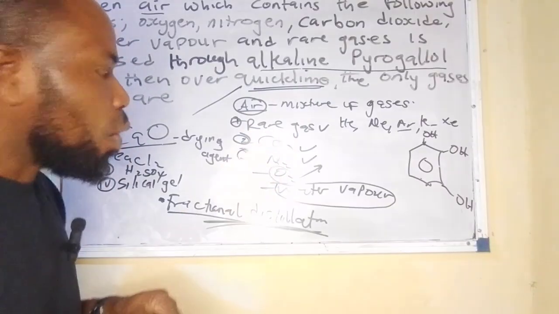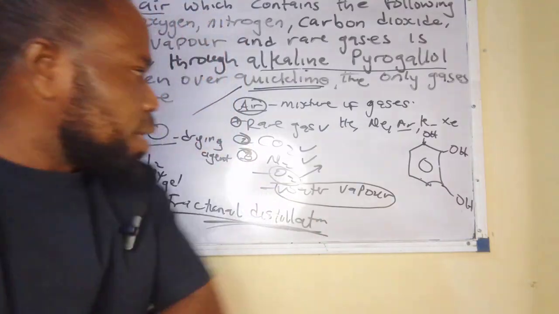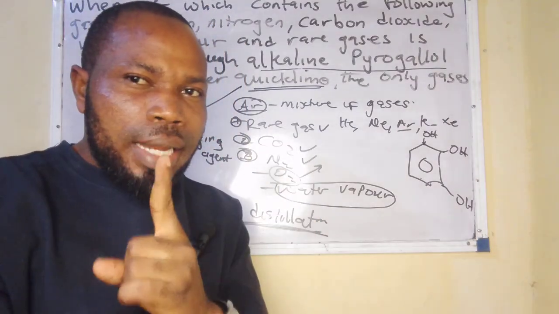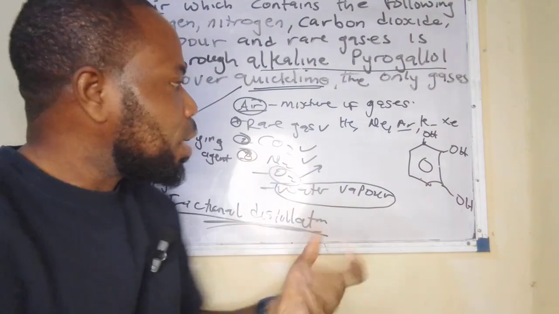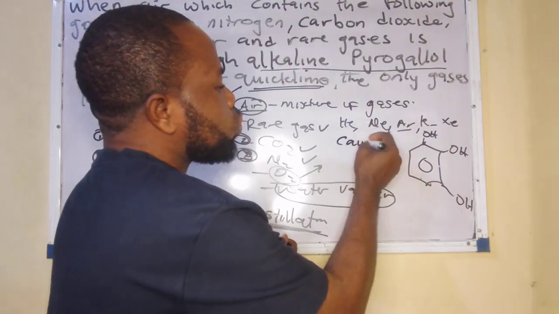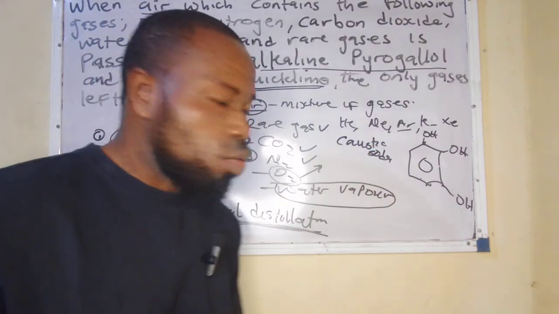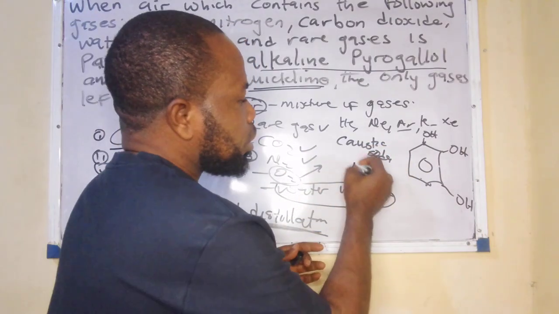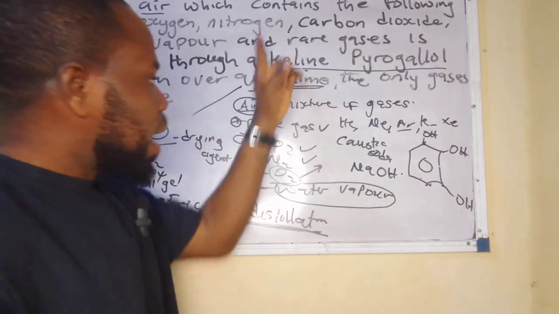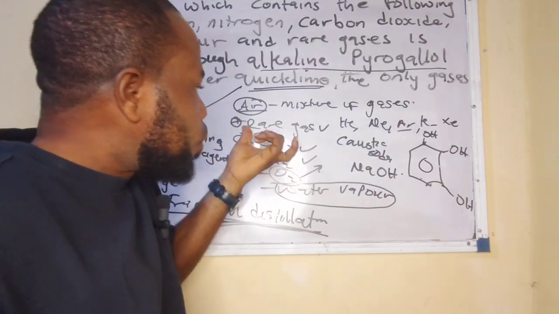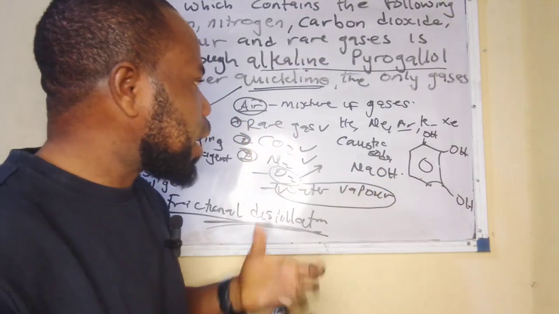Now, there is a compound that can be used to remove carbon dioxide from air, and that question is usually asked in the exam. That compound is caustic soda. Some of you might be saying, I don't know what caustic soda is. Caustic soda is sodium hydroxide. That is to say, if air is passed through caustic soda, carbon dioxide is absorbed. You're getting the picture now.